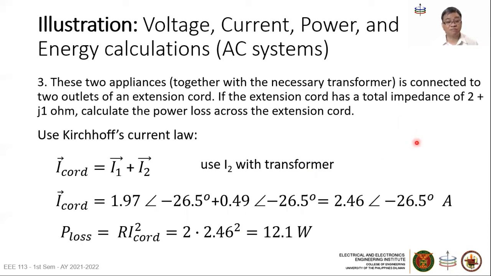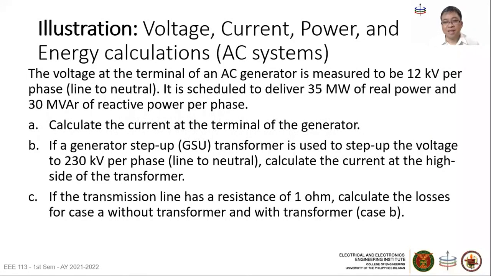This example involves high power, large power devices such as generators and large transformers. So the description is the voltage at the terminal of an AC generator is measured to be 12 kilovolts per phase. It's line to neutral. It is scheduled to deliver 35 megawatts of real power and 30 megavars of reactive power per phase. The first item is calculate the current at the terminal of the generator.